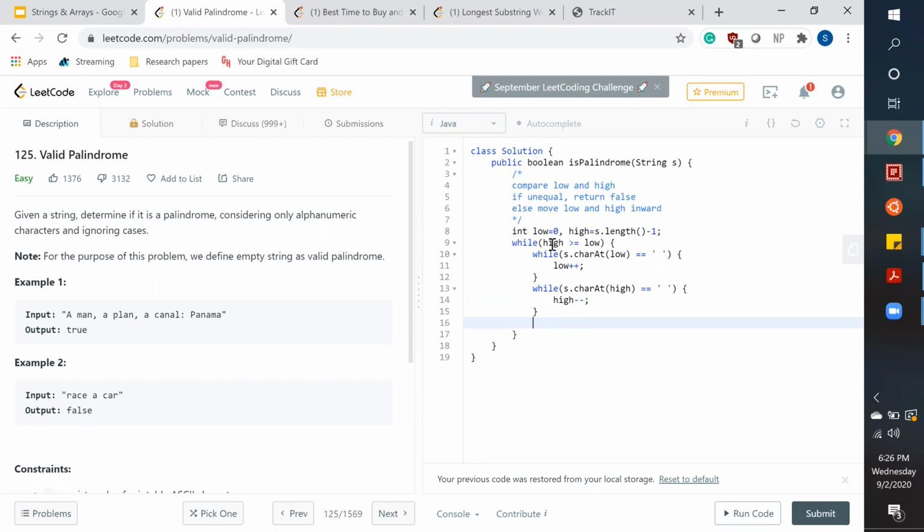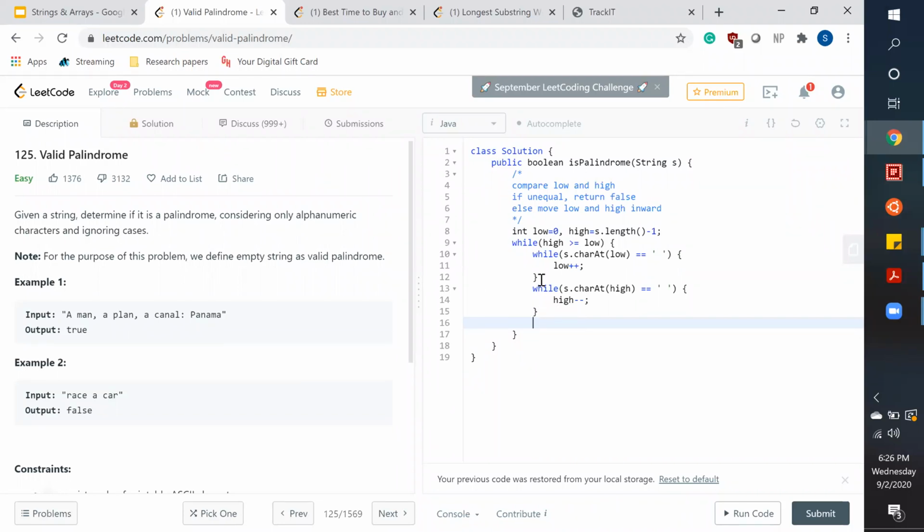And do we need anything else inside of this while loop? If I keep incrementing low, is there any issue I could run into? Or if I keep decrementing high? Check for commas. Okay, like in the example. Okay, yeah, exactly. So check for commas and the punctuation mark.